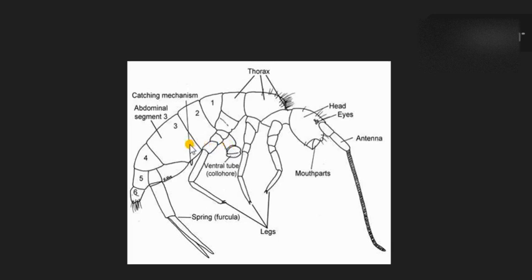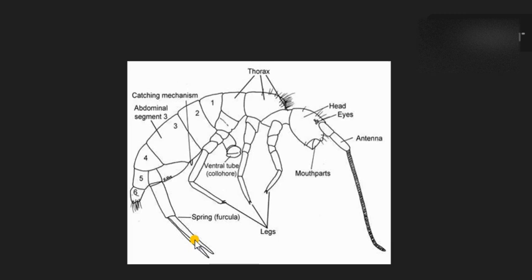The next very important appendage is the furcula. The furcula is present on segment number 4, and it has a small body, which you can see over here. This body is called the manubrium, and from this manubrium there are two dens. So this furcula acts as a springing organ. When this animal is disturbed in the environment, this becomes activated and helps in the jumping of the animal away from that place.